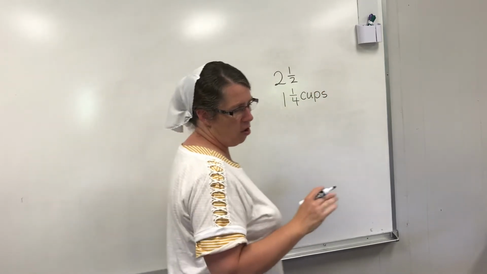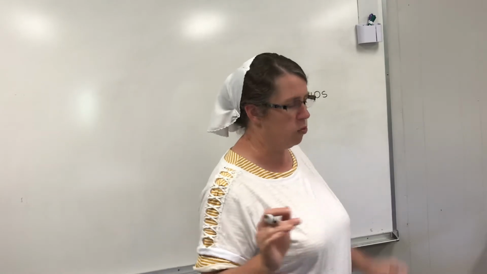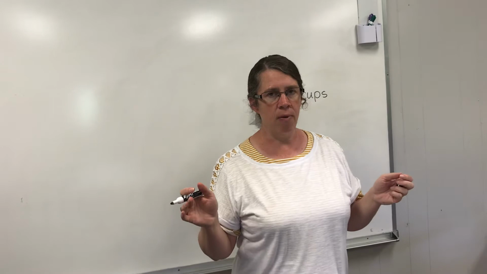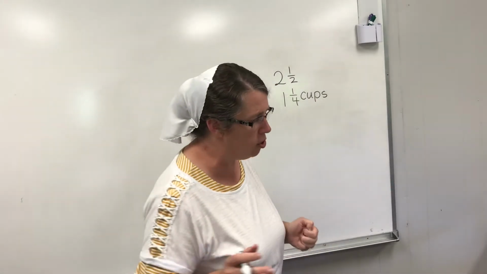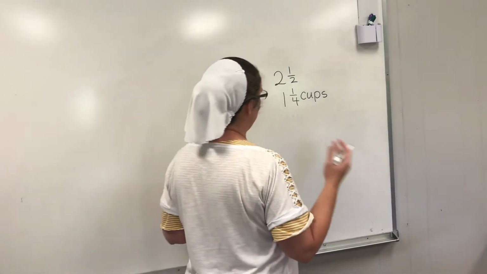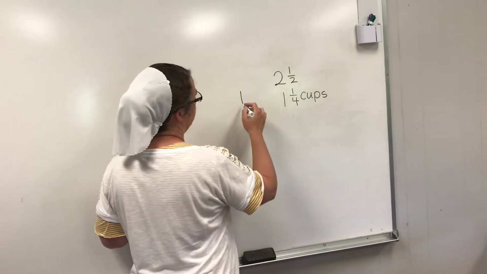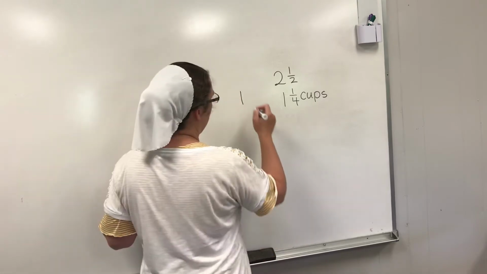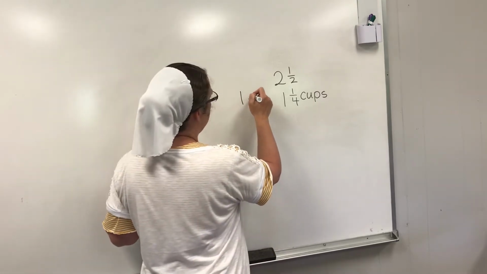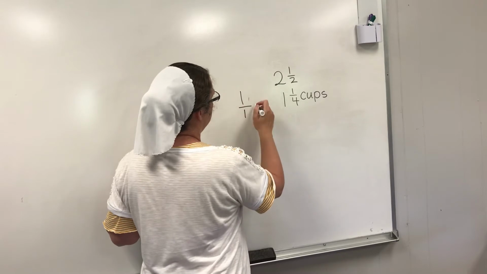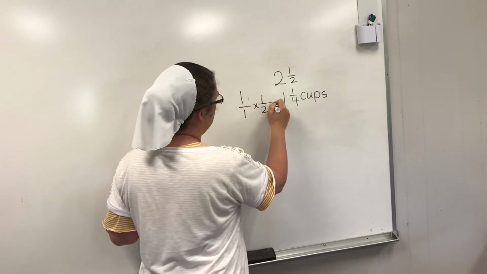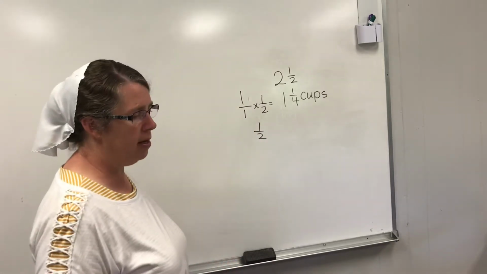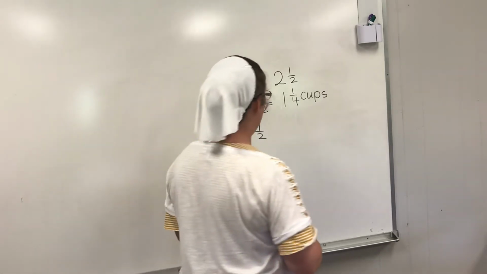All right, then over on 1B is our sugar. It was 1 cup. What is half of 1? And remember, it says you can divide by 2 or you can multiply by 1/2. So if you don't know what half of 1 is, you can multiply by 1/2, which would be 1/1 times 1/2 equals 1/2. Half of 1 is 1/2 cup.